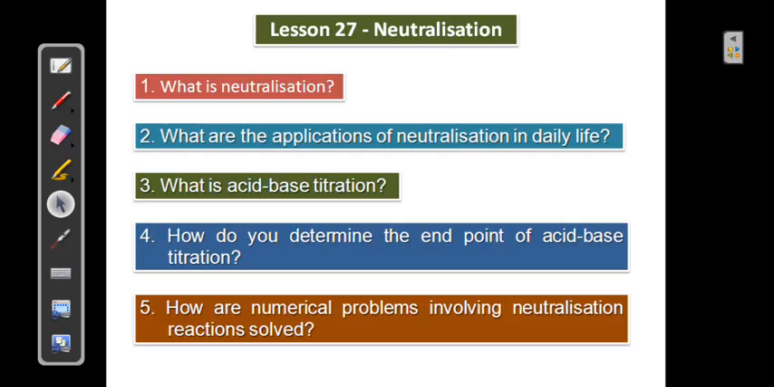Then number 5, how numerical problems involving neutralization reactions are solved. So these are the things that you will learn, and you will apply them so that it is beneficial to you and to your family members.